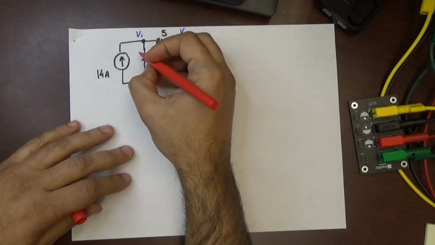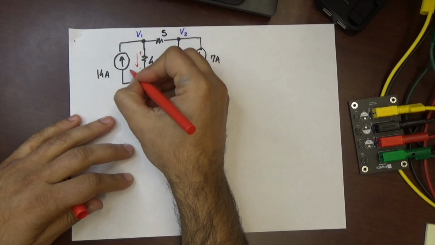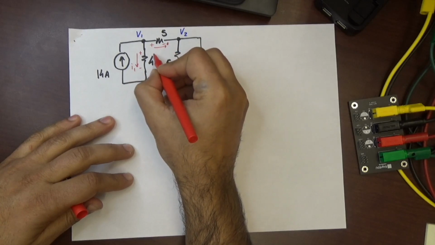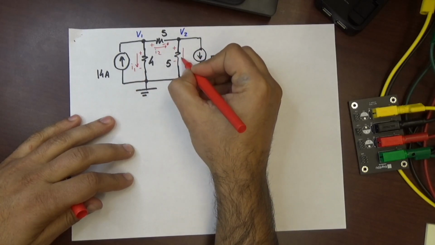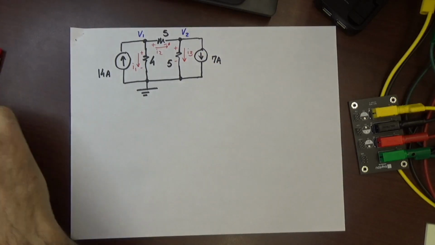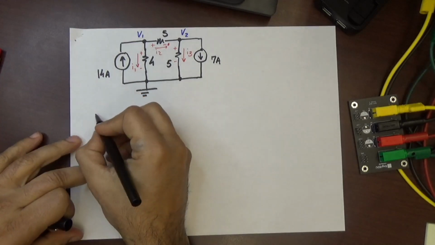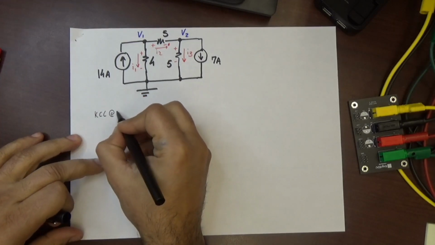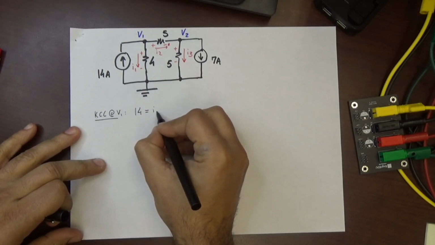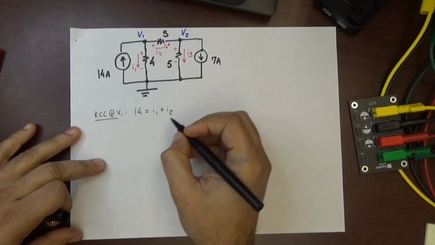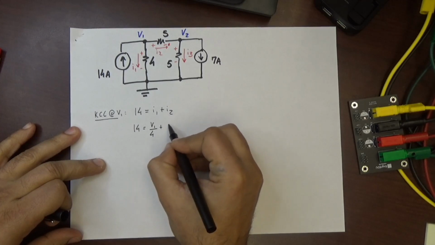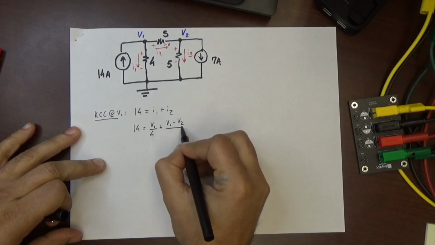Step number 2 relies on doing the KCL on those nodes. So I'm going to assign some currents, randomly assigning the plus and minus directions, with I1 and I2. You don't need to overthink here. It will always be correct as long as you're consistent in your analysis. Let's take KCL at node V1. If we do that, we see that we have 14 amps going in, and I1 and I2 going out. Now I apply Ohm's law on those currents, so I get V1 over 4 plus V1 minus V2 over 5.